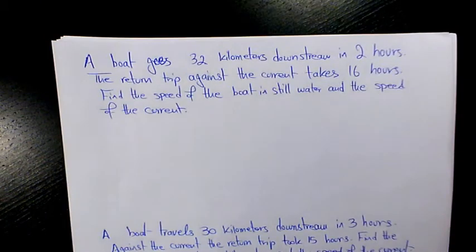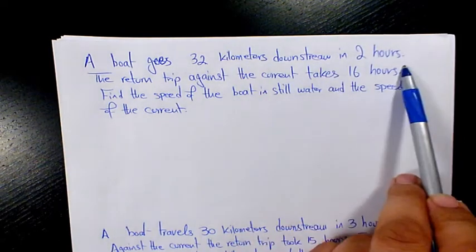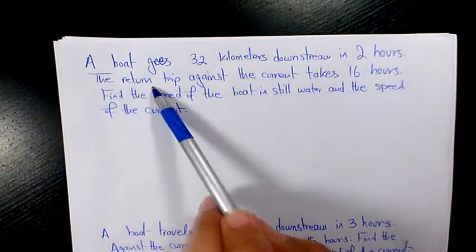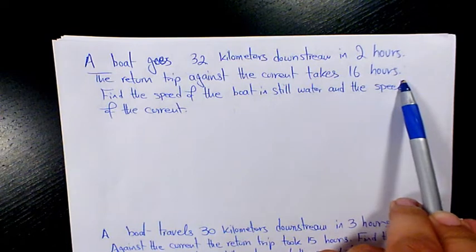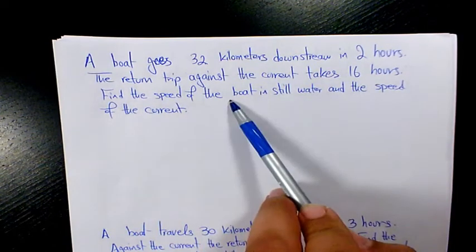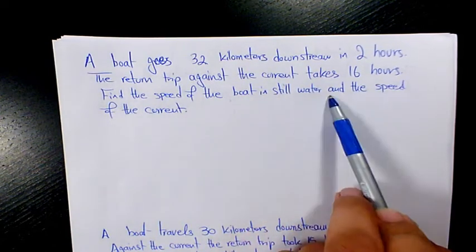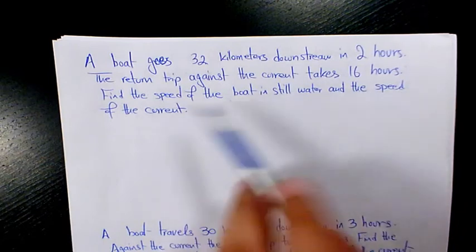Let's see the next example. A boat goes 32 kilometers downstream in 2 hours. The return trip against the current takes 16 hours. Find the speed of the boat in still water and the speed of the current.